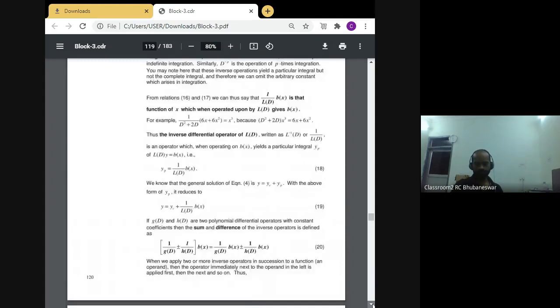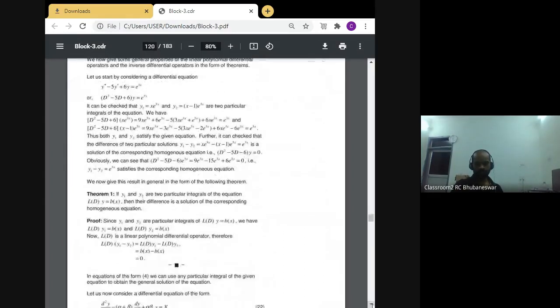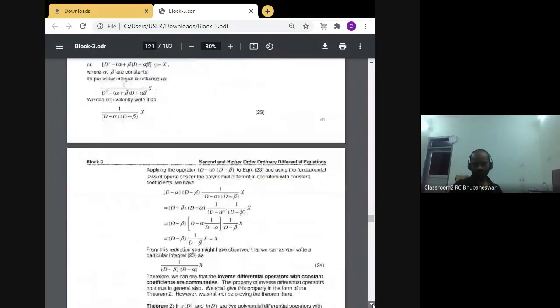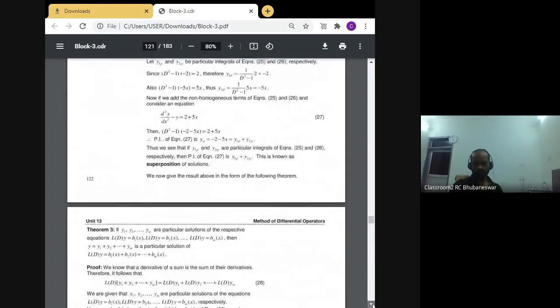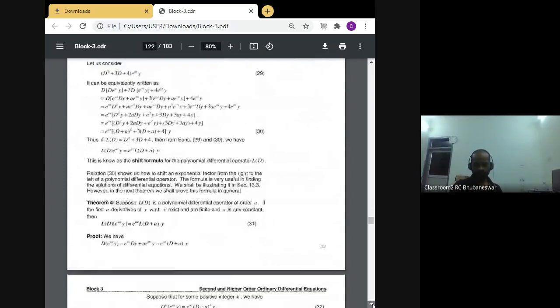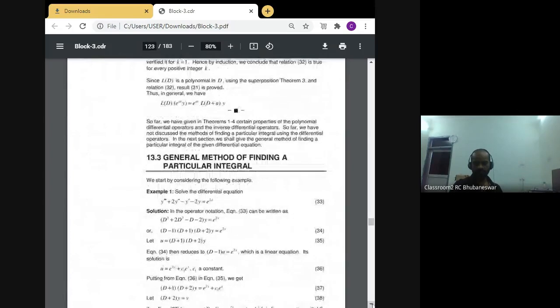Here again some algebra or calculation procedure are given, and also the theorems summarize the calculation procedure of the homogeneous and non-homogeneous differential equations. These are some algebra we can use with the differential operator and inverse differential operator.